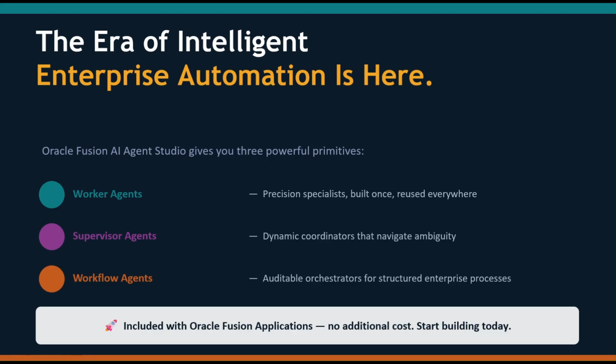So that's it. Oracle Fusion gives you these three powerful primitives: workers, supervisors, and workflow, and a platform to compose them into AI automation. Understanding the role of each agent type is the foundation, because that will decide which agent type I have to create. And that's it for today.